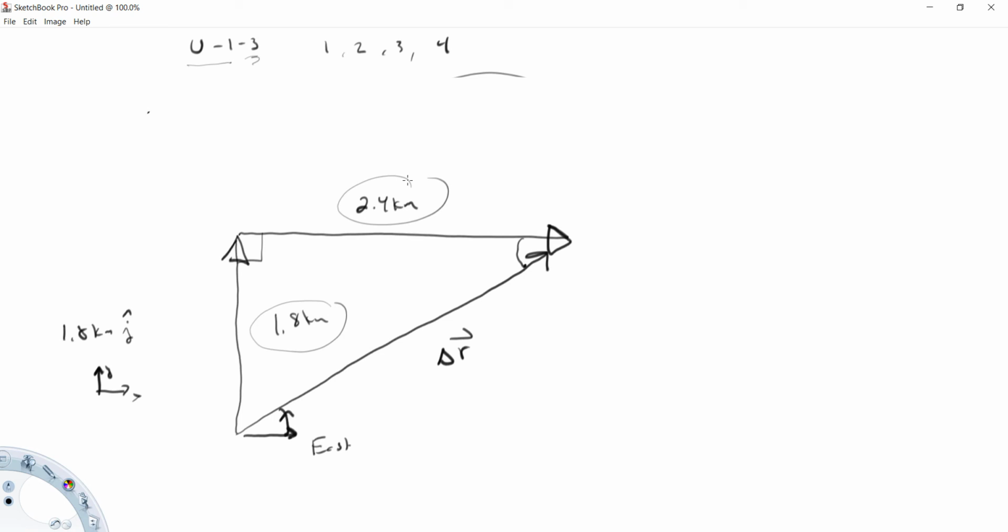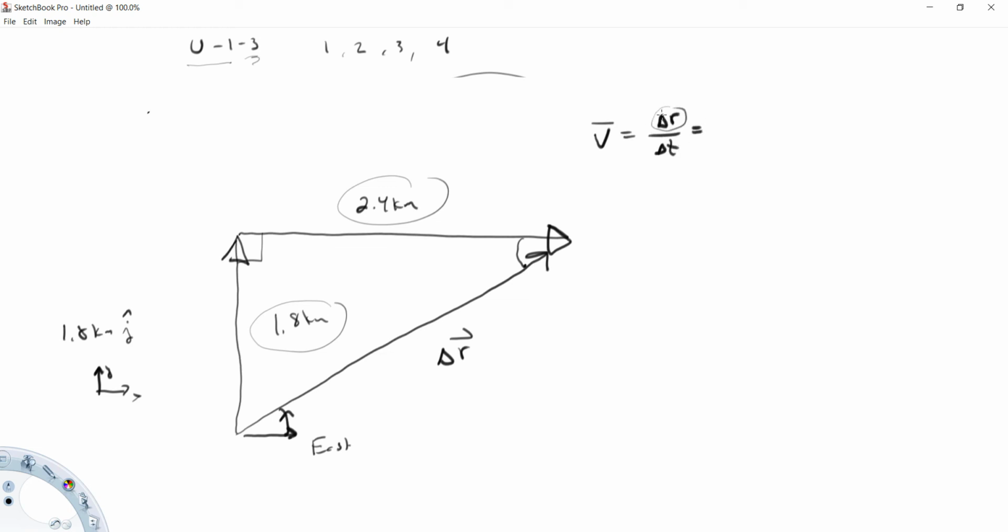Part B, calculate the magnitude and direction of the average velocity. All right, so this is just a two-dimensional problem. There's a couple ways we can work this, right? Here's, I guess, how I would work it. Your average velocity is equal to the change in your position vector over change in time.